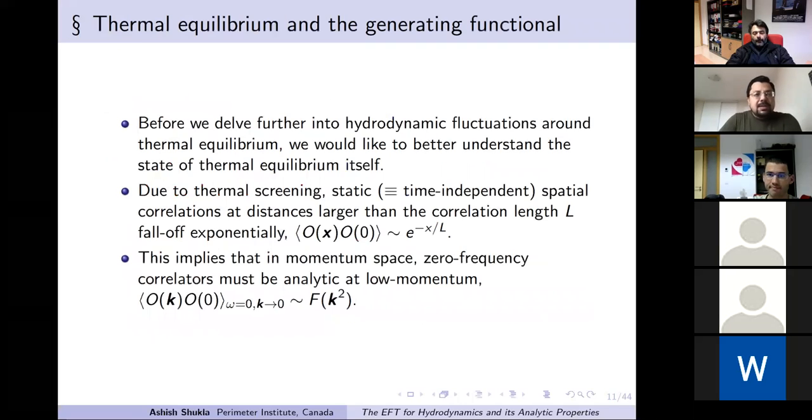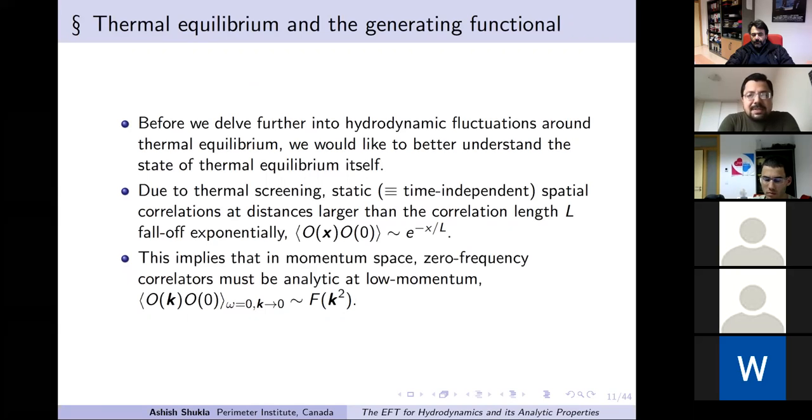Okay. So I'll now talk about thermal equilibrium and the hydrostatic generating functional. Before we delve further into hydrodynamic fluctuations around the state of thermal equilibrium, we would like to better understand the state of thermal equilibrium itself. Now, one very important aspect of thermal equilibrium is that we have thermal screening.